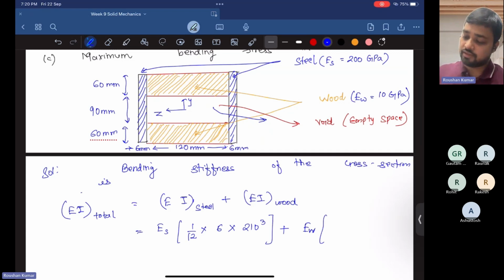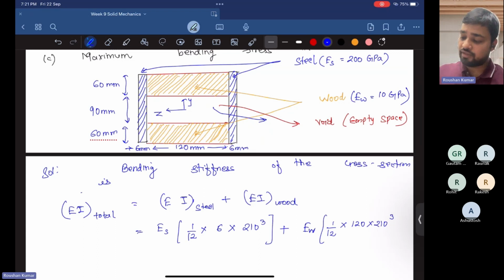Here you see that there is some empty space available in the cross section. That is, there is no material in between these two wooden cross sections. So we have to find, first assuming that the cross section is completely filled with wooden material, what is the second moment of area? It is given by 1 by 12 into width. Here the width of the wooden cross section is 120 mm, so 120 into height. What is the height here? Same, that is 210 mm. So 1 by 12, 120 into 210 cube. Why? Because I am assuming that the empty space is also filled with wooden material.